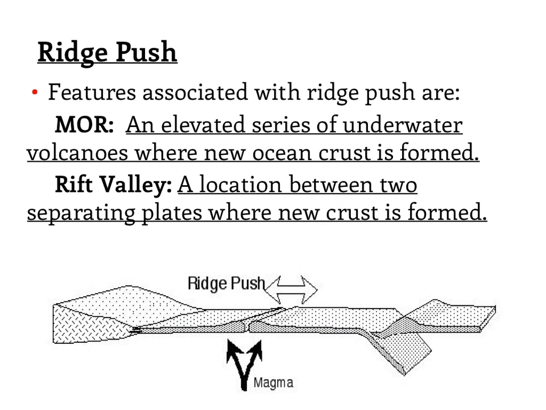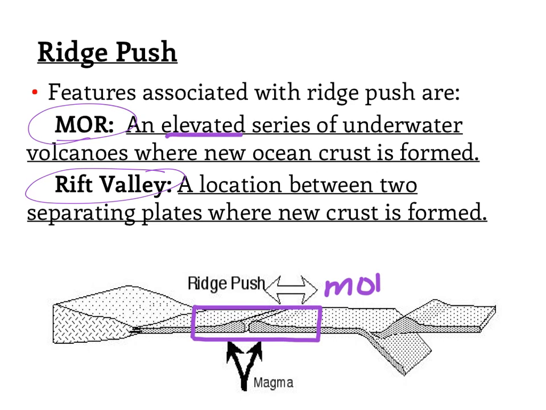A few major features associated with ridge push are the mid-ocean ridge and the Rift Valley. Mid-ocean ridge we've talked a lot about, and we know that is located in the middle of the ocean, but it's a pretty big feature. It's the entire elevated area where magma is coming up around that boundary. So this entire area we want to make sure we label as the mid-ocean ridge.